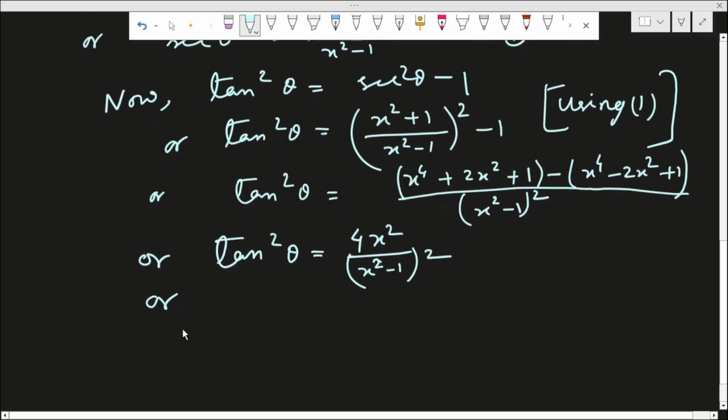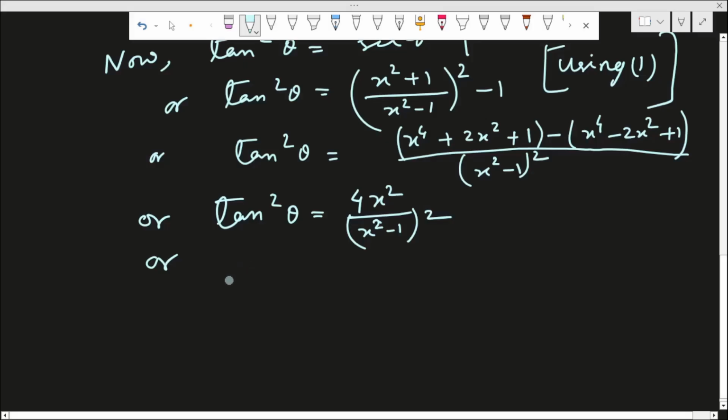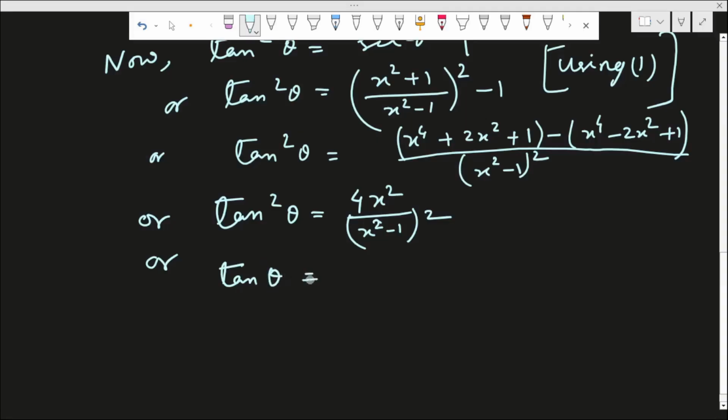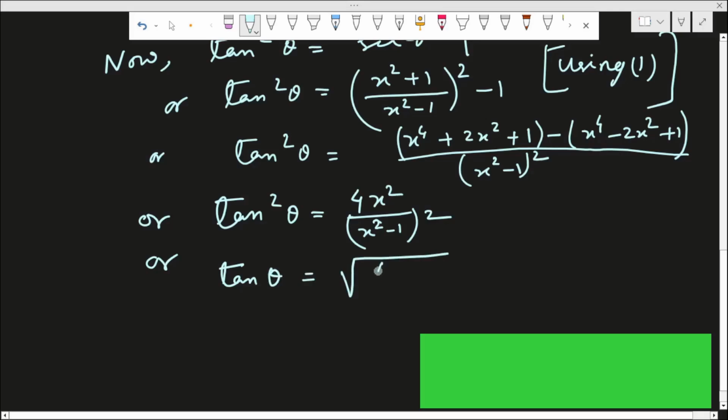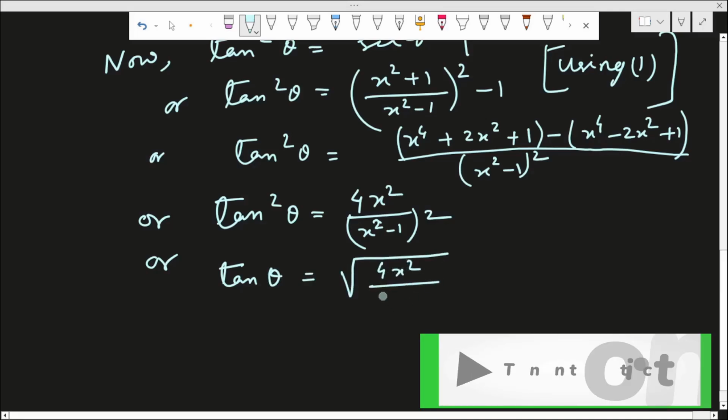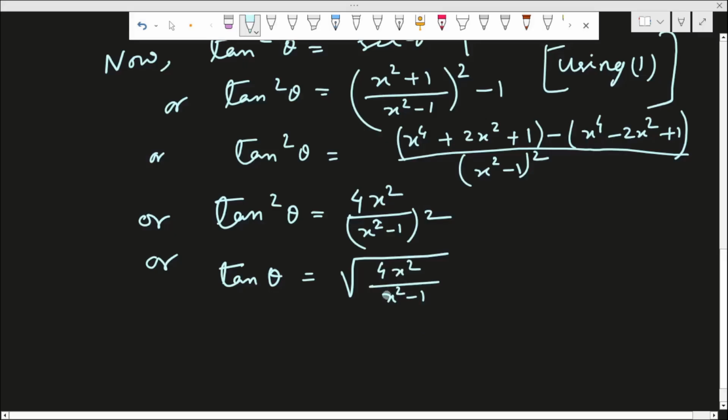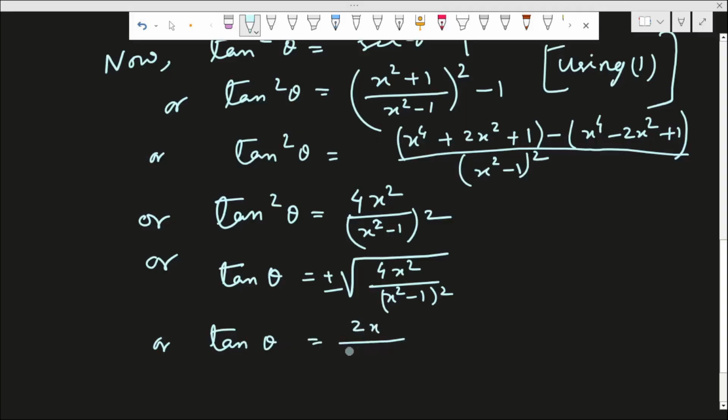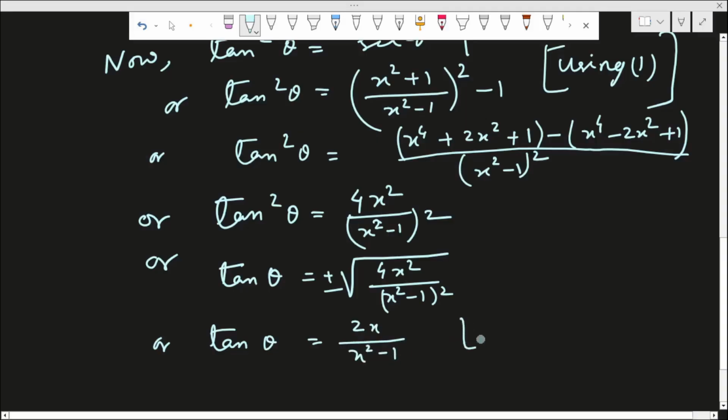squaring. Tan theta is equal to the square root of 4x square by the denominator square, plus minus. So, tan theta is equal to 2x by x square minus 1. Here we should write it taking the positive sign.